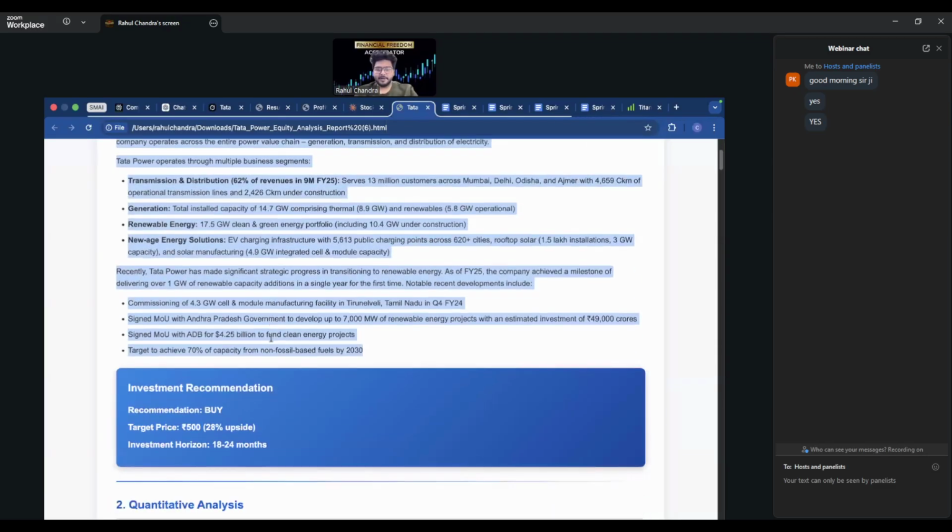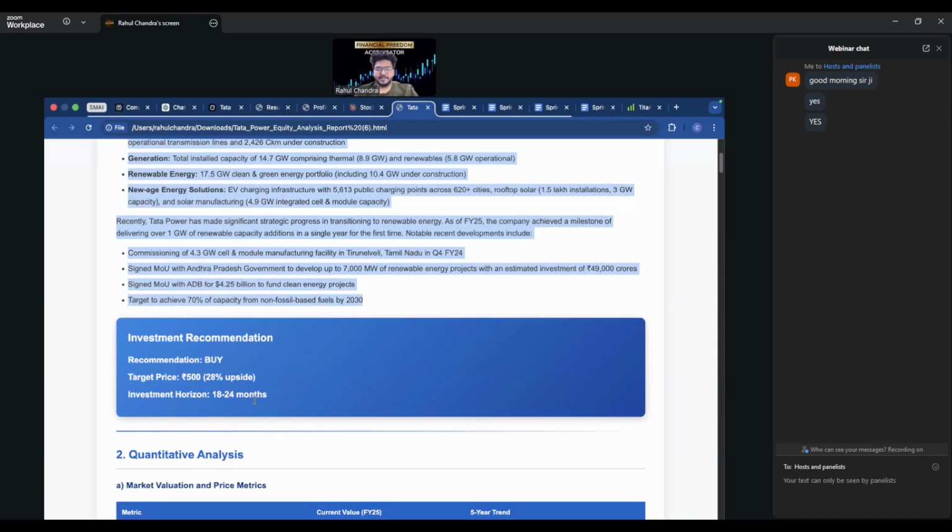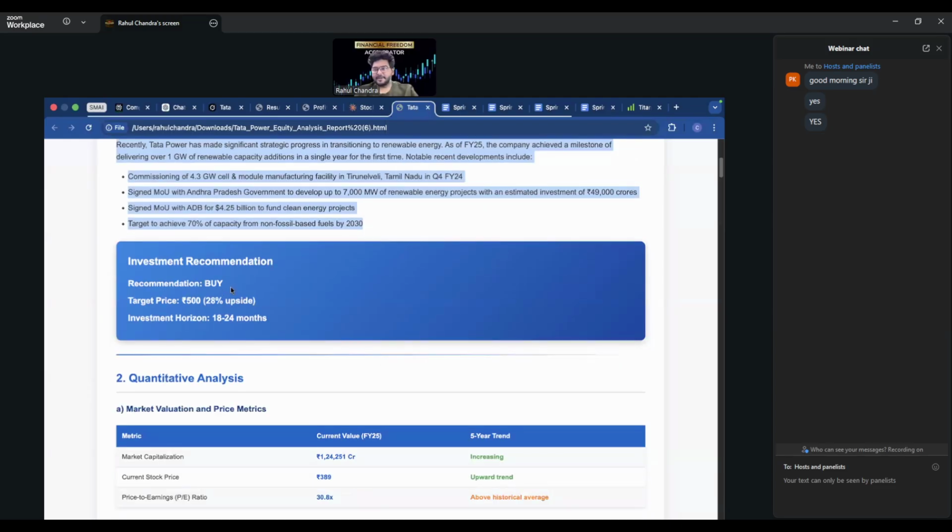This is like a proper report. Do you see a target price, horizon, and recommendation? You get that as well. Does it mean that this target price of 500 is written in stone? No. Treat it as indicative. What is more important is the research, or the procedure by which you are arriving at this. Why is it saying that it is a buy stock? Why is it saying that the target price is 500?